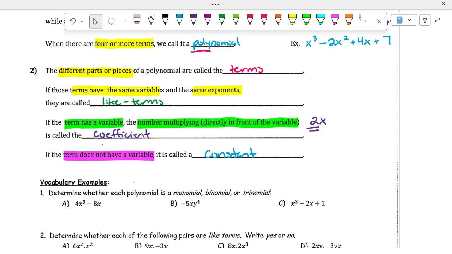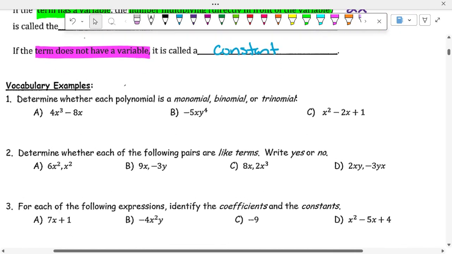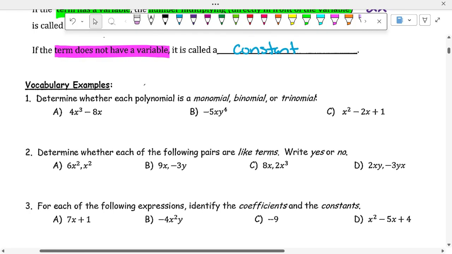So a constant, another way you can think about constants is those are just counting numbers. Any number that you see on a number line, that we think of when we think of numbers, those are constants because there's no variable attached to them.